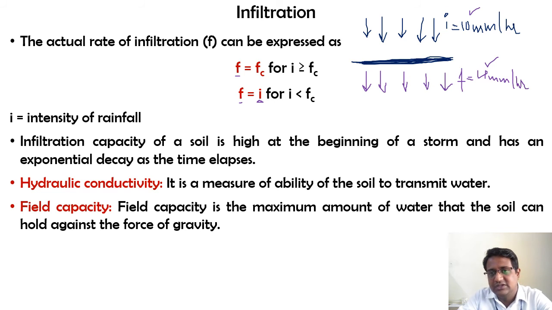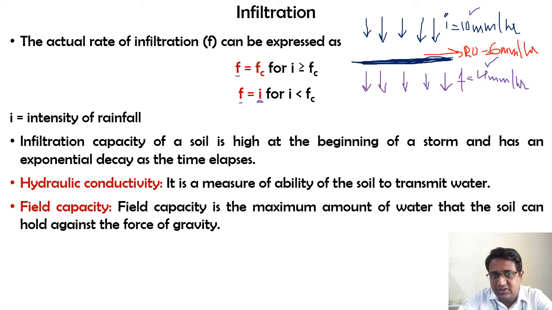Okay, so keeping these two in mind, what will happen next? The intensity of rainfall is 10 millimeters per hour. The amount of water that is infiltrating is only 4 millimeters per hour. So there is the remaining 6 millimeters per hour, and that is going to go out as what? Your runoff. The remaining 6 millimeters per hour is going to go out as runoff. I hope it is clear for you.